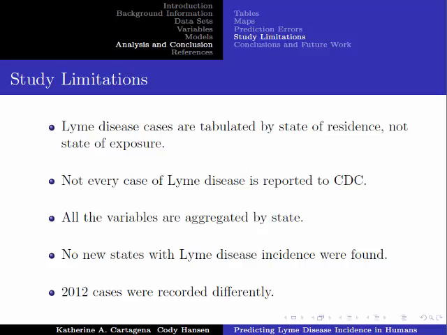Not every case of Lyme disease is reported to the CDC. Only about 30,000 cases a year are reported to the CDC, while the CDC estimates that up to 300,000 cases could be happening in the United States. All the variables are aggregated by state, which means it's very hard to determine individual risk behavior.